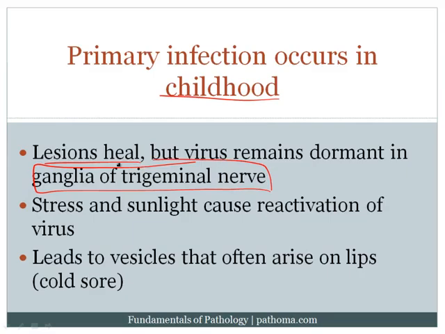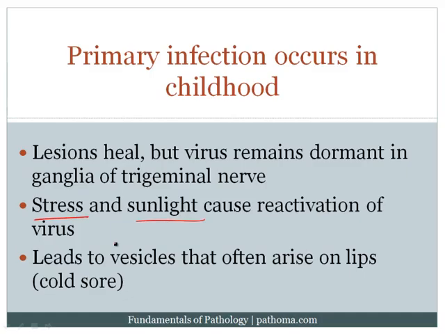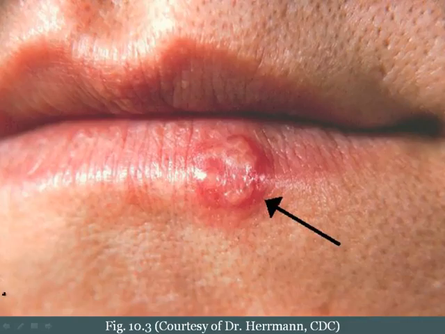Then what happens is that in the face of stress or sunlight or other types of stimuli, you get reactivation of the virus, and the reactivation of the virus leads to vesicles that usually arise on the lips and are classically called a cold sore. And here's what a cold sore looks like. It's this vesicle arising on the lips, and again, that would be due to reactivation of HSV-1 virus, which was remaining dormant in the ganglia of the trigeminal nerve.